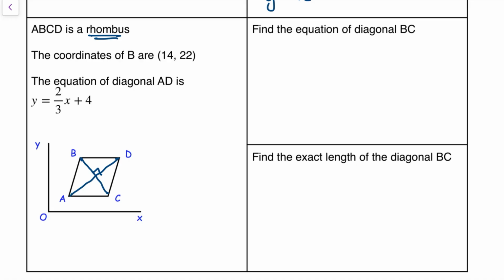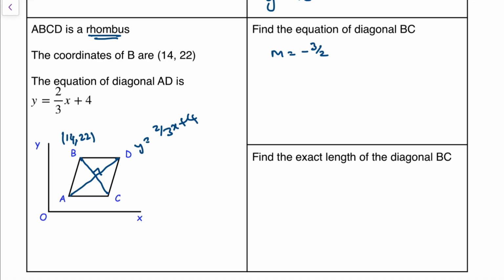The coordinates of B are 14, 22. So it tells me that B is 14, 22. Okay. The equation of AD is y is equal to 2/3 x plus 4. Find the equation of the diagonal. There we go. Okay, so basically it's saying what's the gradient? Well, the gradient is going to be the negative reciprocal, which is minus 3 over 2.